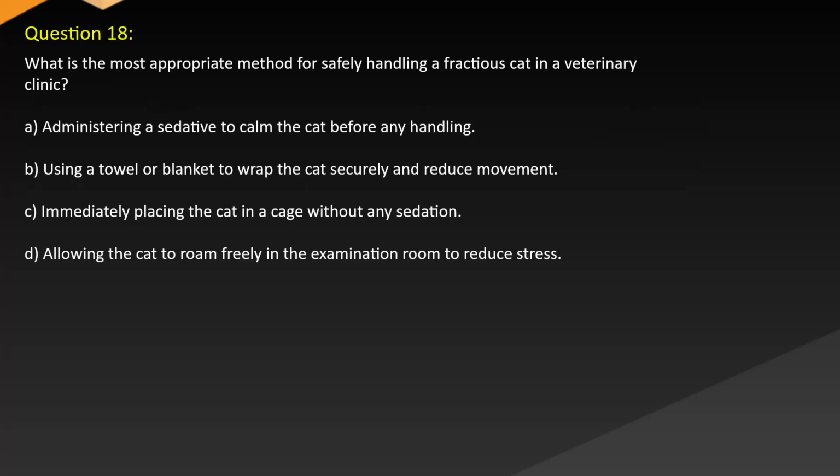Question 18. What is the most appropriate method for safely handling a fractious cat in a veterinary clinic? A. Administering a sedative to calm the cat before any handling. B. Using a towel or blanket to wrap the cat securely and reduce movement. C. Immediately placing the cat in a cage without any sedation. D. Allowing the cat to roam freely in the examination room to reduce stress.